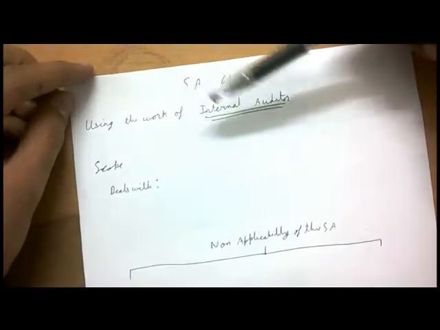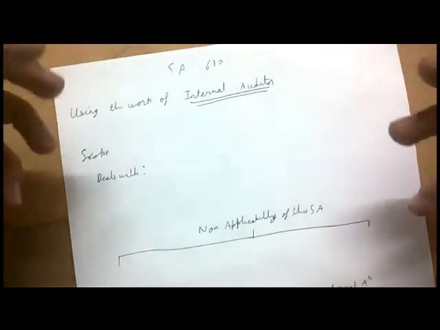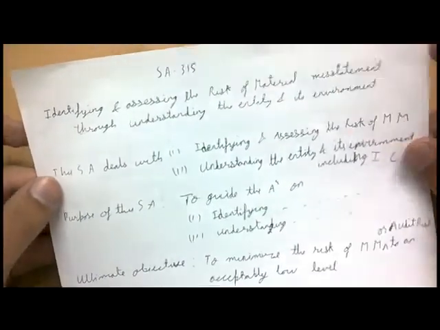So this is a video on SA 610. The name of the standard is Using the Work of an Internal Auditor. This particular standard is going to be applied as per SA 315. I've already made a video on SA 315. If you want to watch, you may watch my video on that as well.